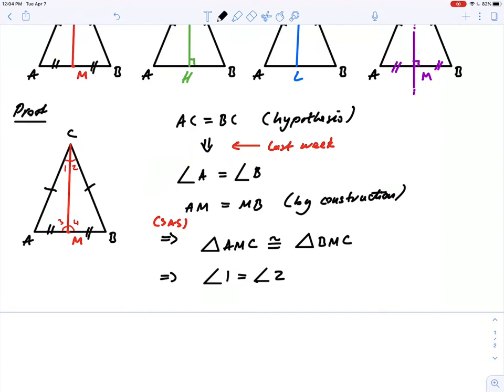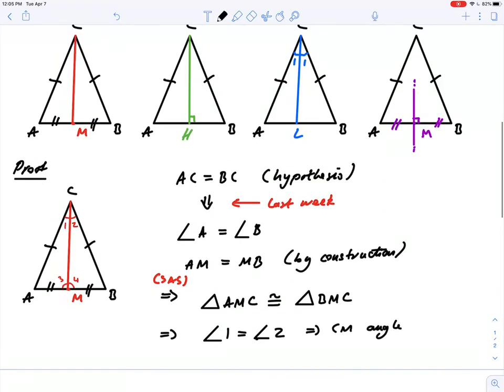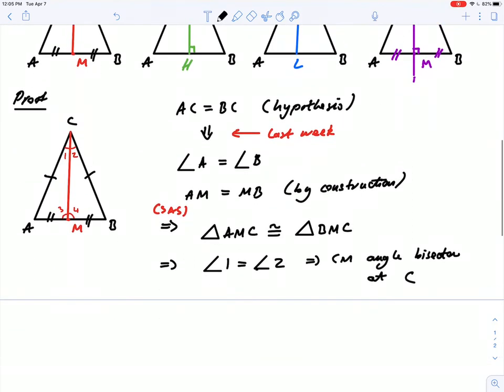Okay, so what does that mean? Well, that would guarantee that CM is the angle bisector. So it would correspond to this situation up here. Okay, so we've shown that L is equal to M and the blue and the red line match up. What else do we know? Well, the same thing is true for angles 3 and 4.